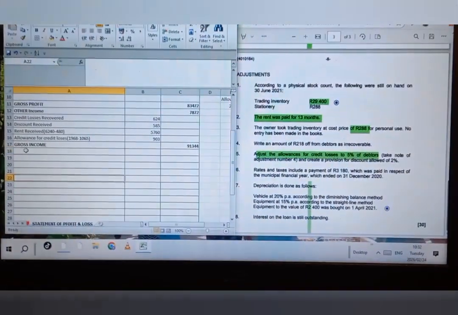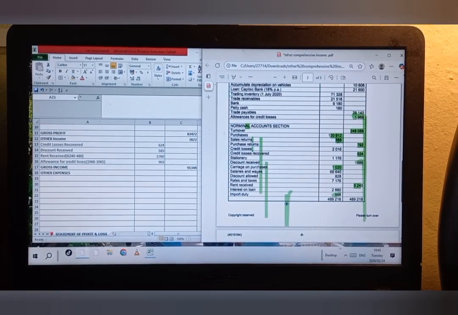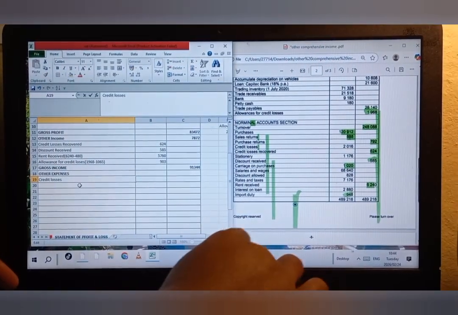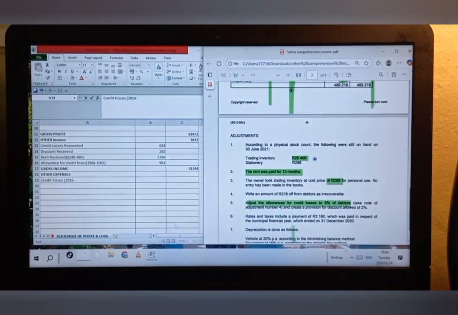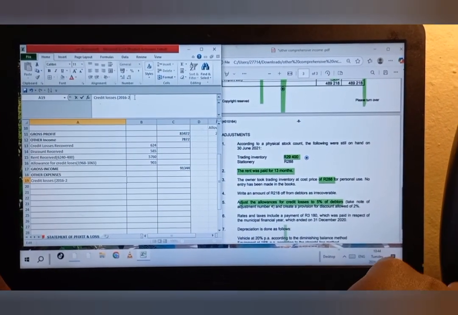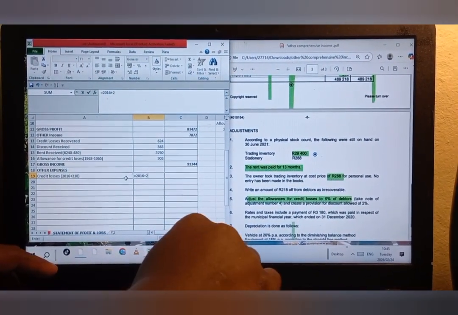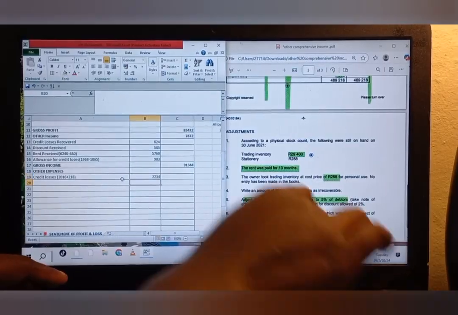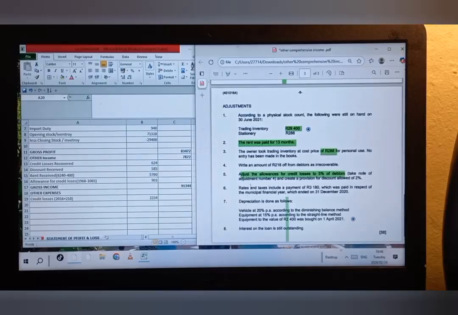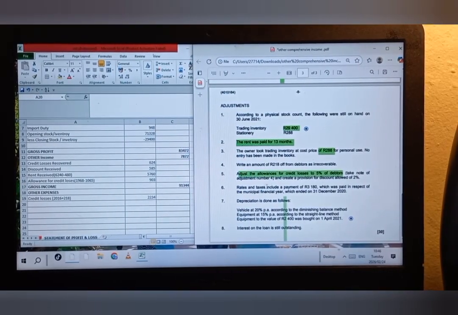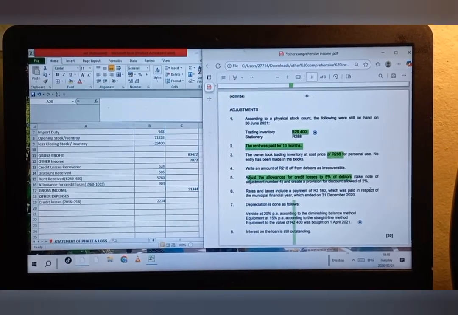And then we have other expense or expenditure. We go back to our trial balance, credit losses. We have 2,016 rand, and then plus we have our bad debts of 218 rand. Close your bracket. 2,016 rand plus 218, we get 2,234. We have that adjustment that says take note of adjustment number 4 and create a provision for discount allowed of 2%. That's an expense.